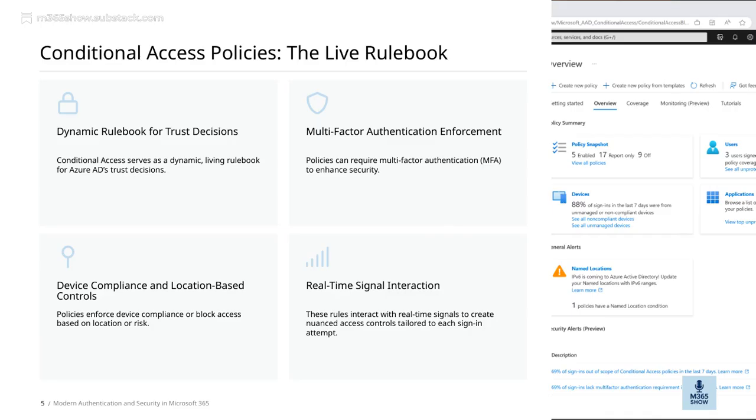This dynamic interaction ensures that access controls are tailored specifically to each situation, keeping our environment secure without adding unnecessary friction. Another key point is the role of multi-factor authentication, or MFA. Conditional access policies can require users to verify their identity through multiple methods, further strengthening security, especially in critical scenarios. And all of this ties together into what I like to call a living rulebook, constantly evolving, making trust decisions based on the latest signals and context. It's a sophisticated approach that helps us stay ahead of threats while maintaining seamless access for legitimate users.